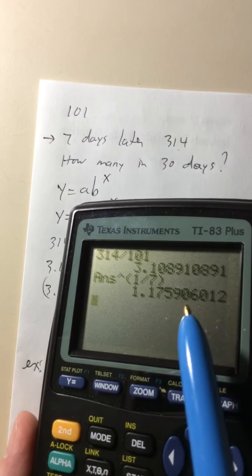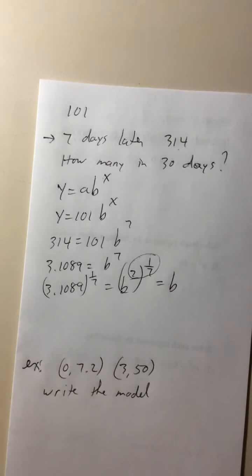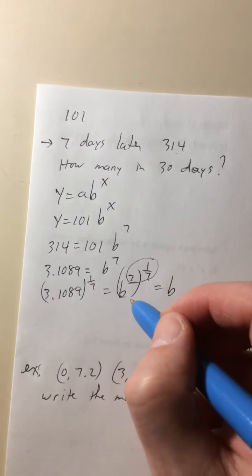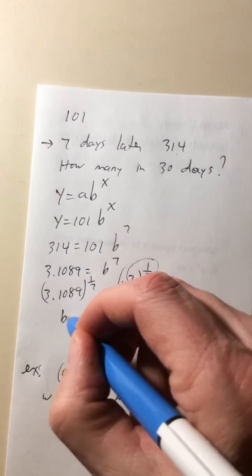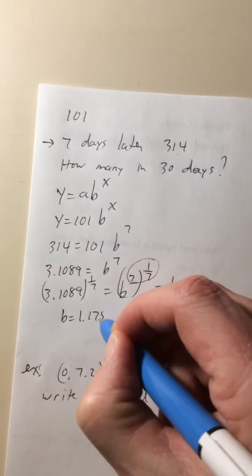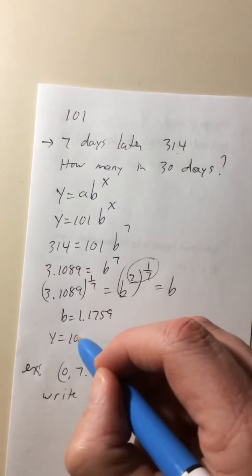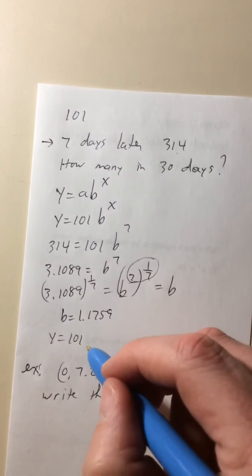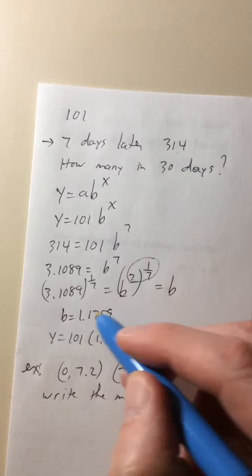1.1759. I'm going to use 4 decimal places here just so I can be a little bit more accurate. So 1.1759. So now I know that b is 1.1759. So then our model is y equals 101, that's the starting value, times 1.1759 to the x.